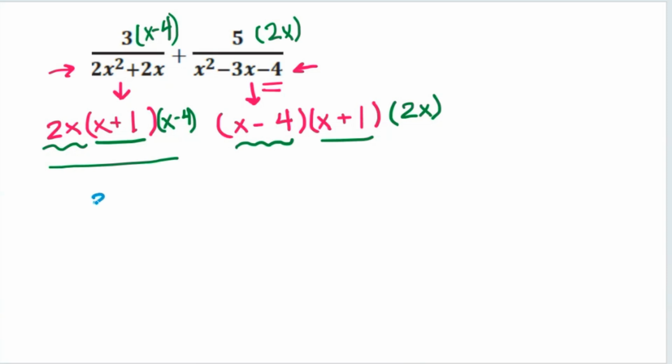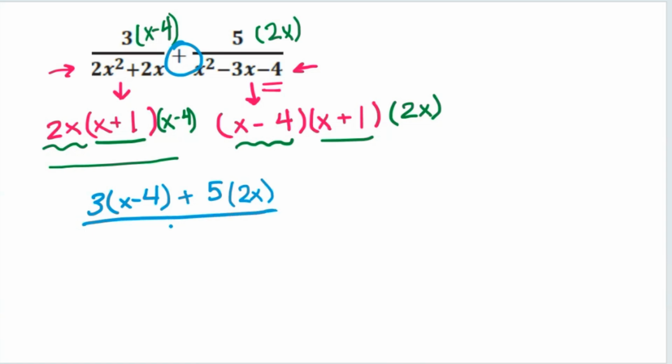So I have in my first numerator 3 times x minus 4, I'm just going to rewrite it, plus 10 times 2x. And I can put the whole thing over the common denominator. The order in which you write these terms does not matter. But you do need to make sure you have all three represented. I have the 2x, the x plus 1, the x minus 4.